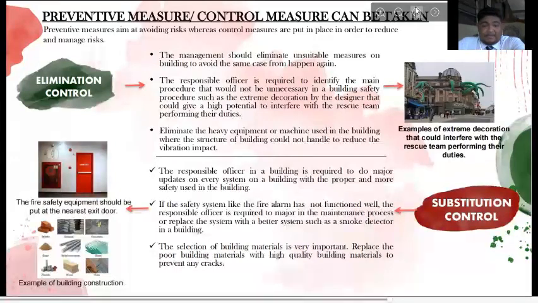happening in the building. So the selection of the building materials is also important. Replacing poor building material with high quality building material will prevent any type of crack or problem in a building, and it helps to avoid accidents from happening in the future.